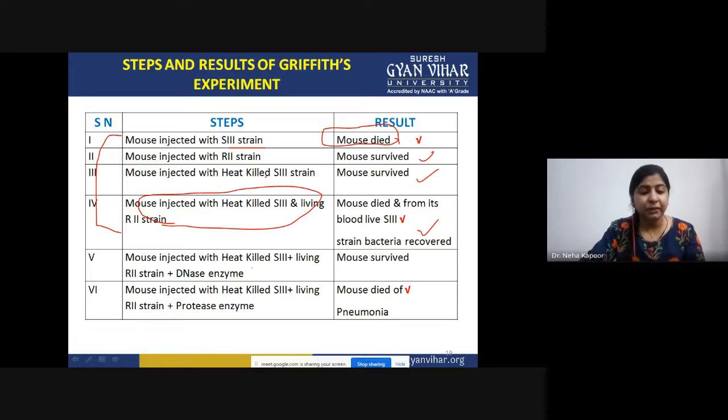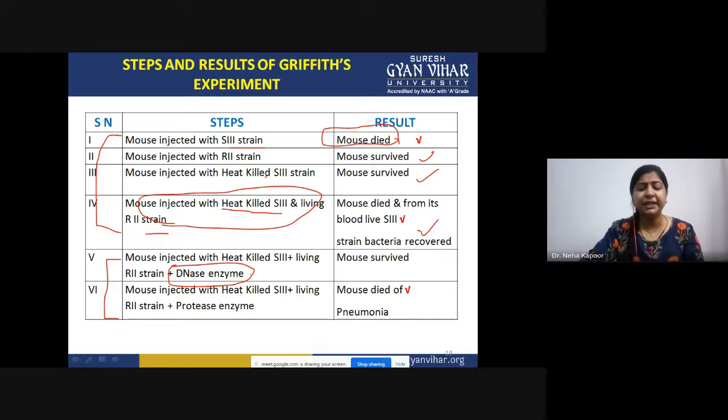So to confirm this, he first thought there were some sort of enzymes or proteins being transferred. So as to understand what the genetic material is, what is being transferred, he performed two more experiments. In one experiment, the mouse was injected with heat killed S3 strain and live R2 strain, along with DNase enzyme added.